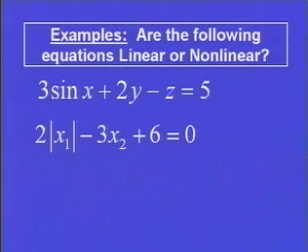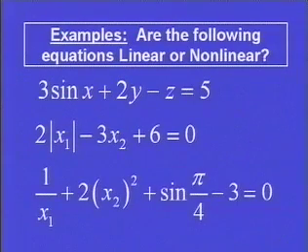Let's look at another example. Here we have 2 absolute value of x1 minus 3x2 plus 6 is equal to 0. Here the 3x2 is fine. The 6 is okay. The 0 is fine. But the absolute value of x1, again, that is a function of a variable. If you think about what the absolute value function looks like, it makes a V shape. That's not a line, so that's not linear.